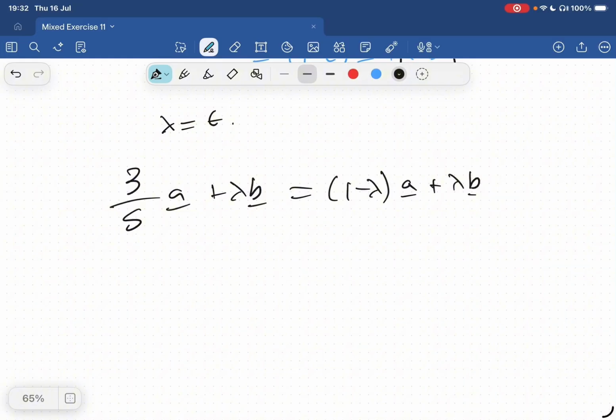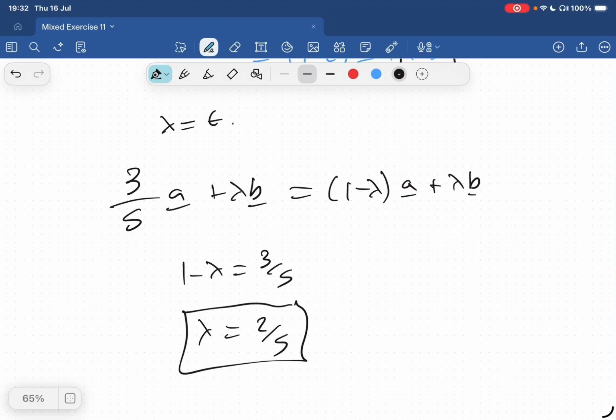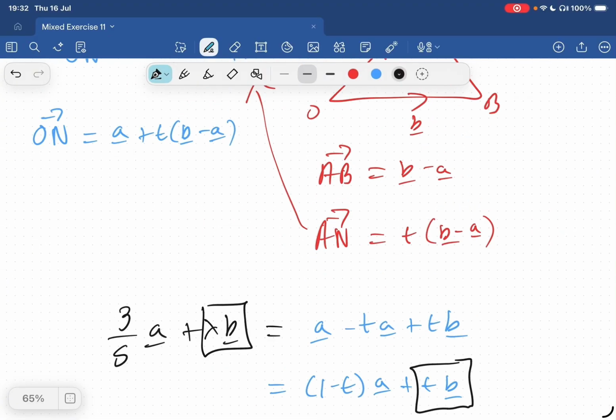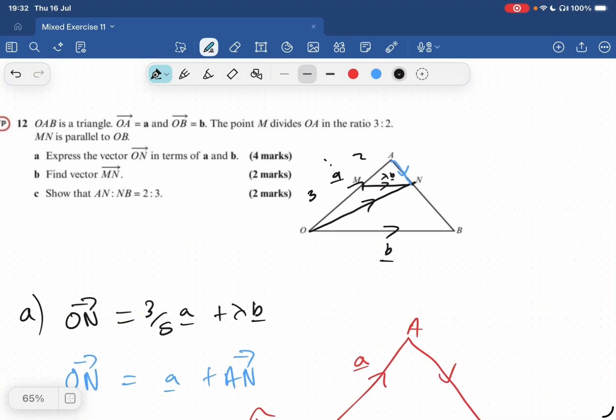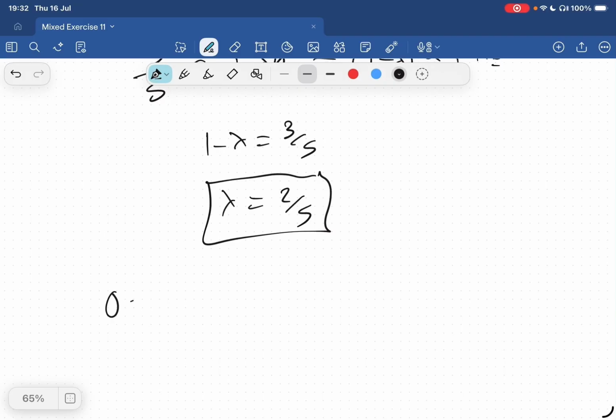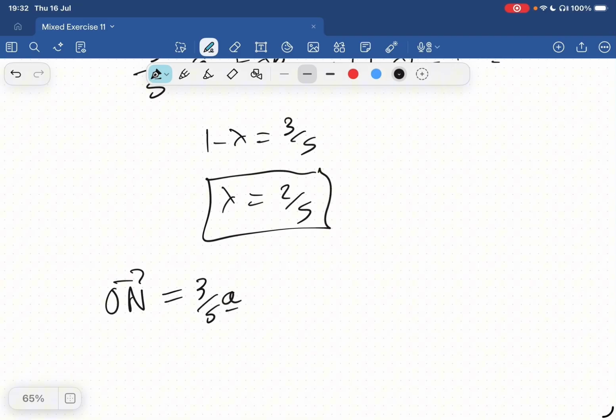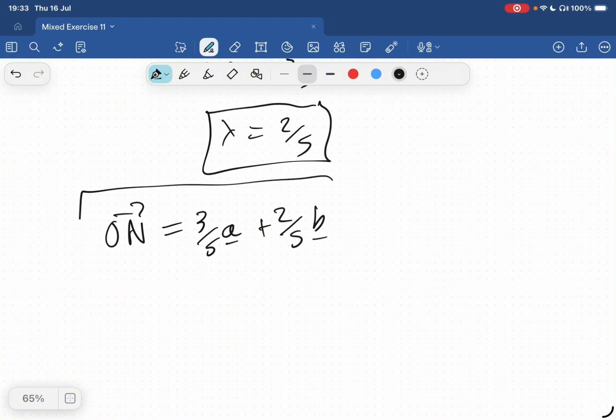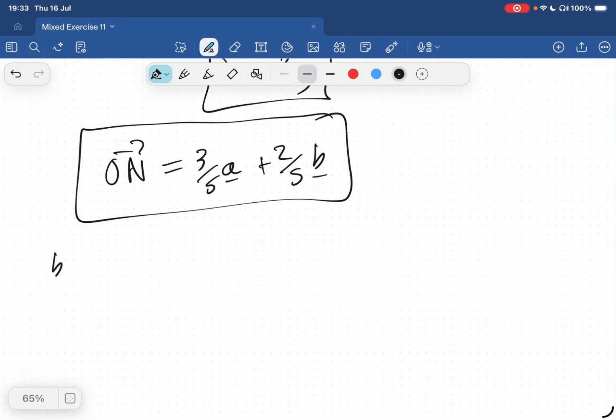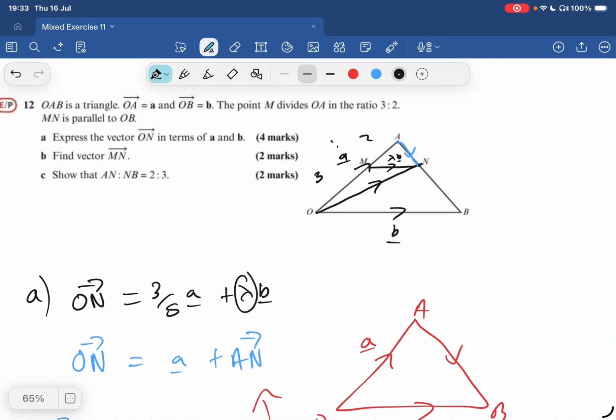Now we can solve for lambda, which is 2/5. So what did the question actually ask for? Express vector ON in terms of A and B. We're really nearly there. We've now found what lambda is, so we can say that O to N is 3/5 A plus 2/5 B. And that is O to N. Nice.